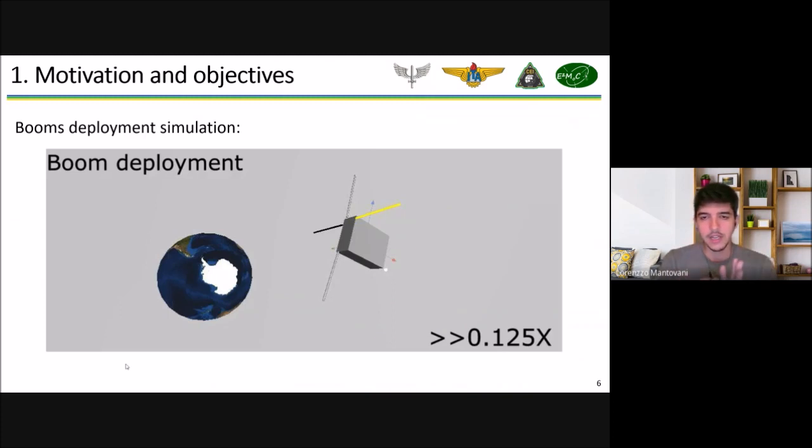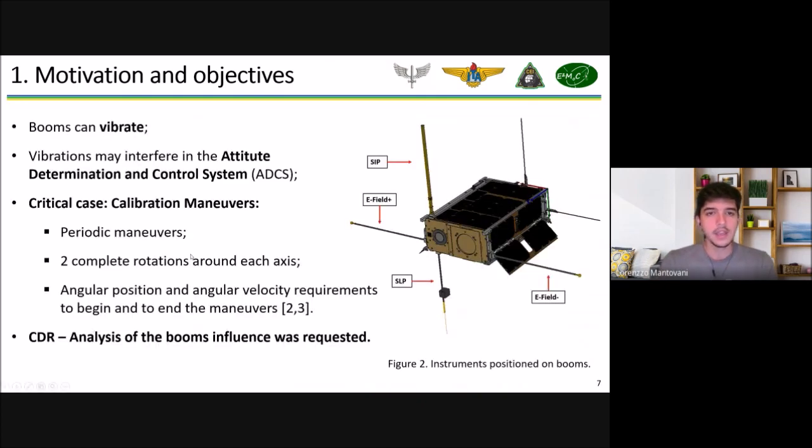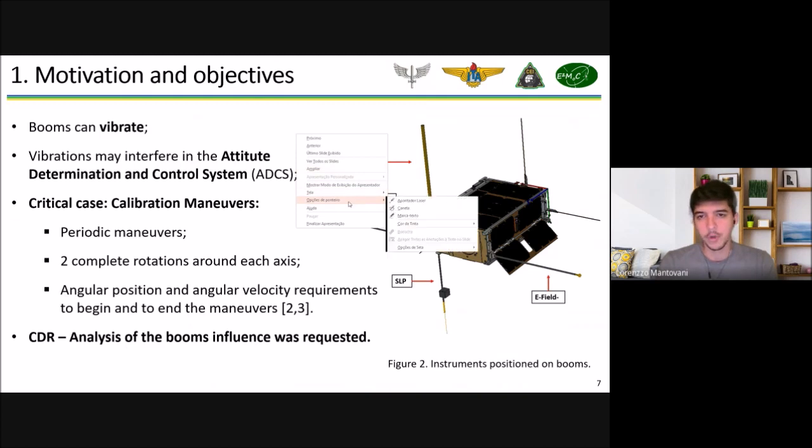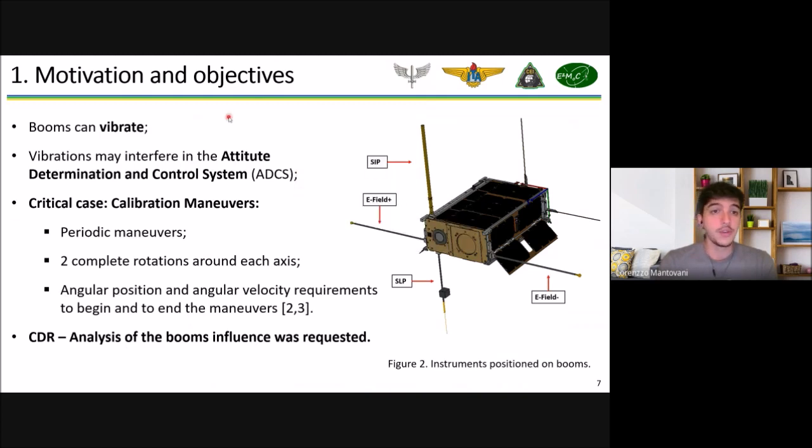We have that spring mechanism that will deploy them, and they have a limiting structure to limit their maximum angular position. So the boom will deploy and collide with this limiting structure. And these dynamics of torsional spring and collision can generate vibrations. And these vibrations may impact the attitude determination and control system, the ADCS.